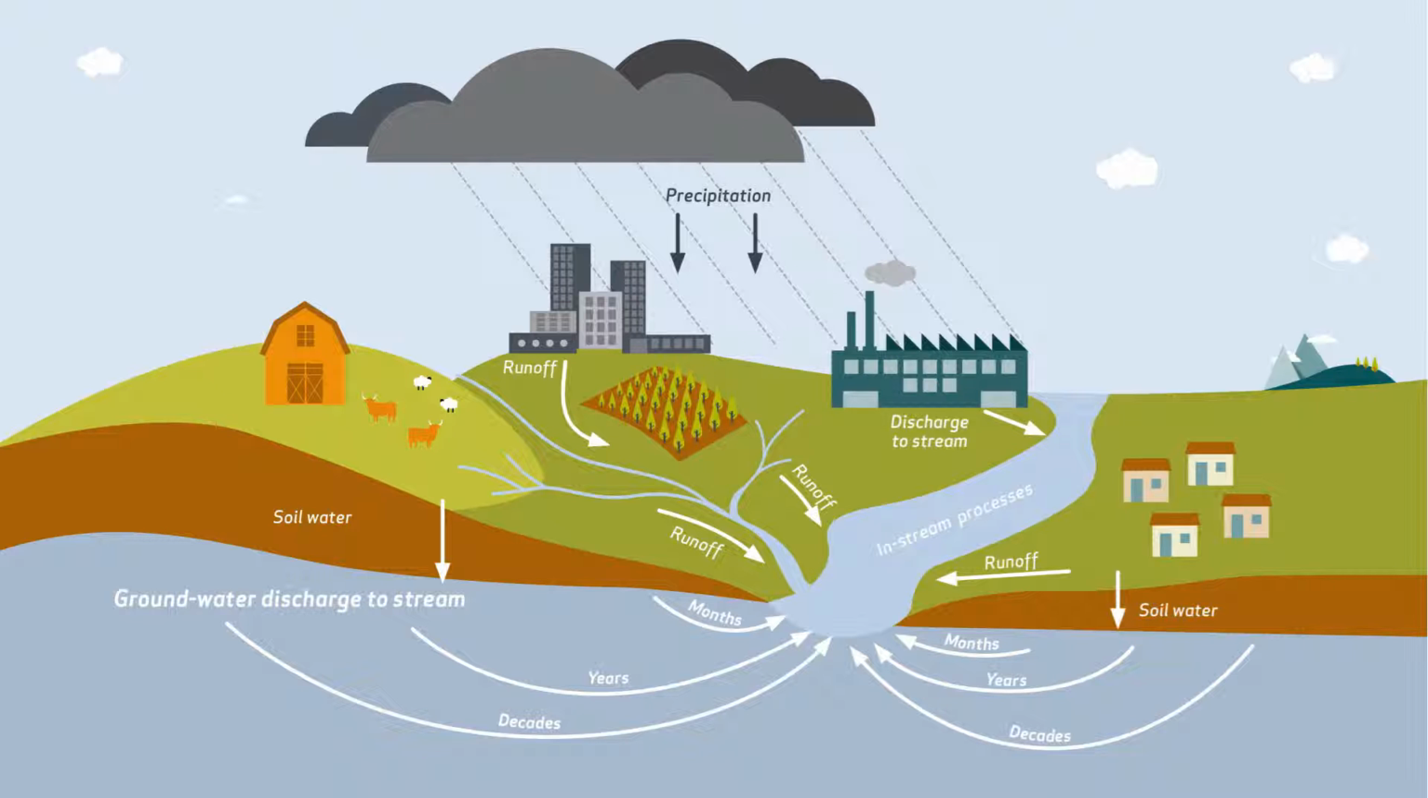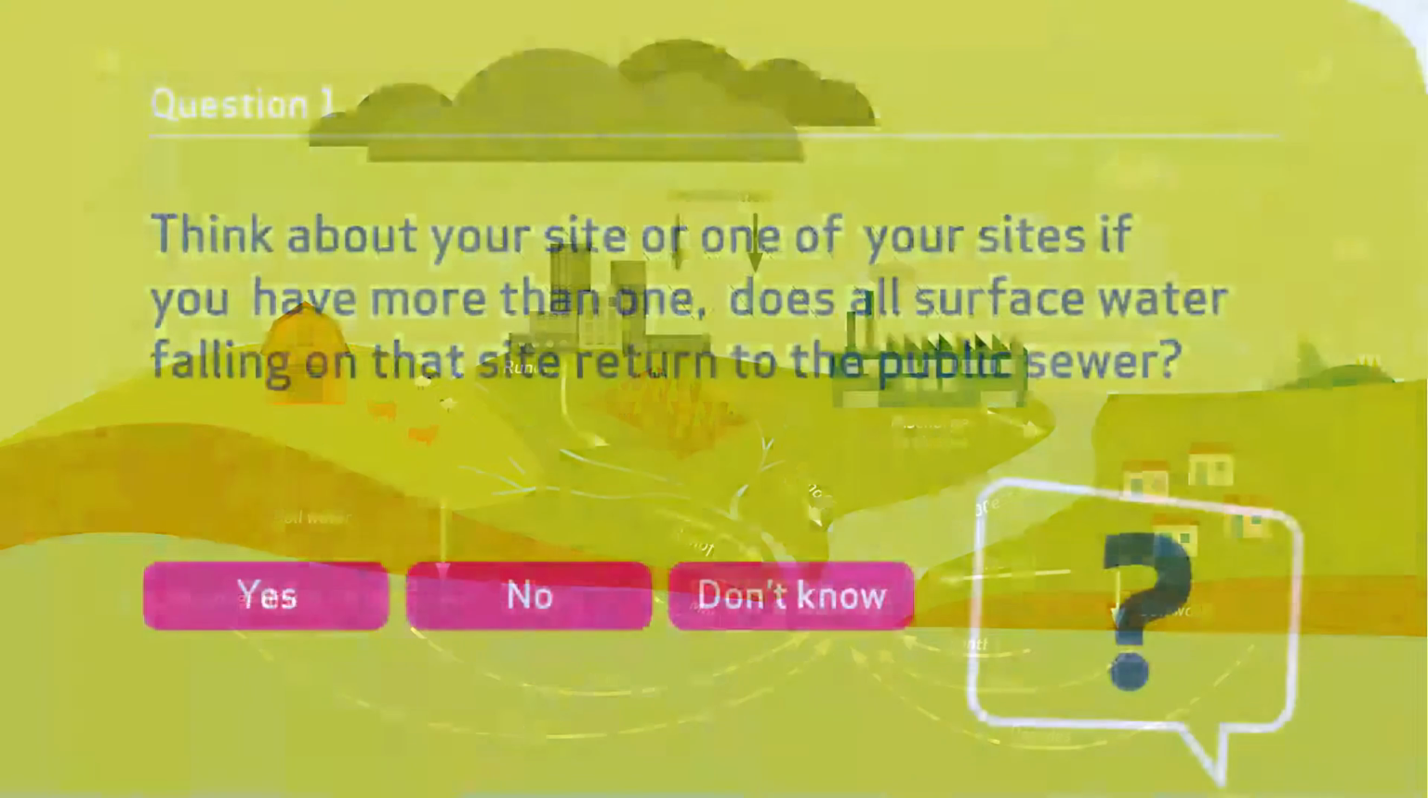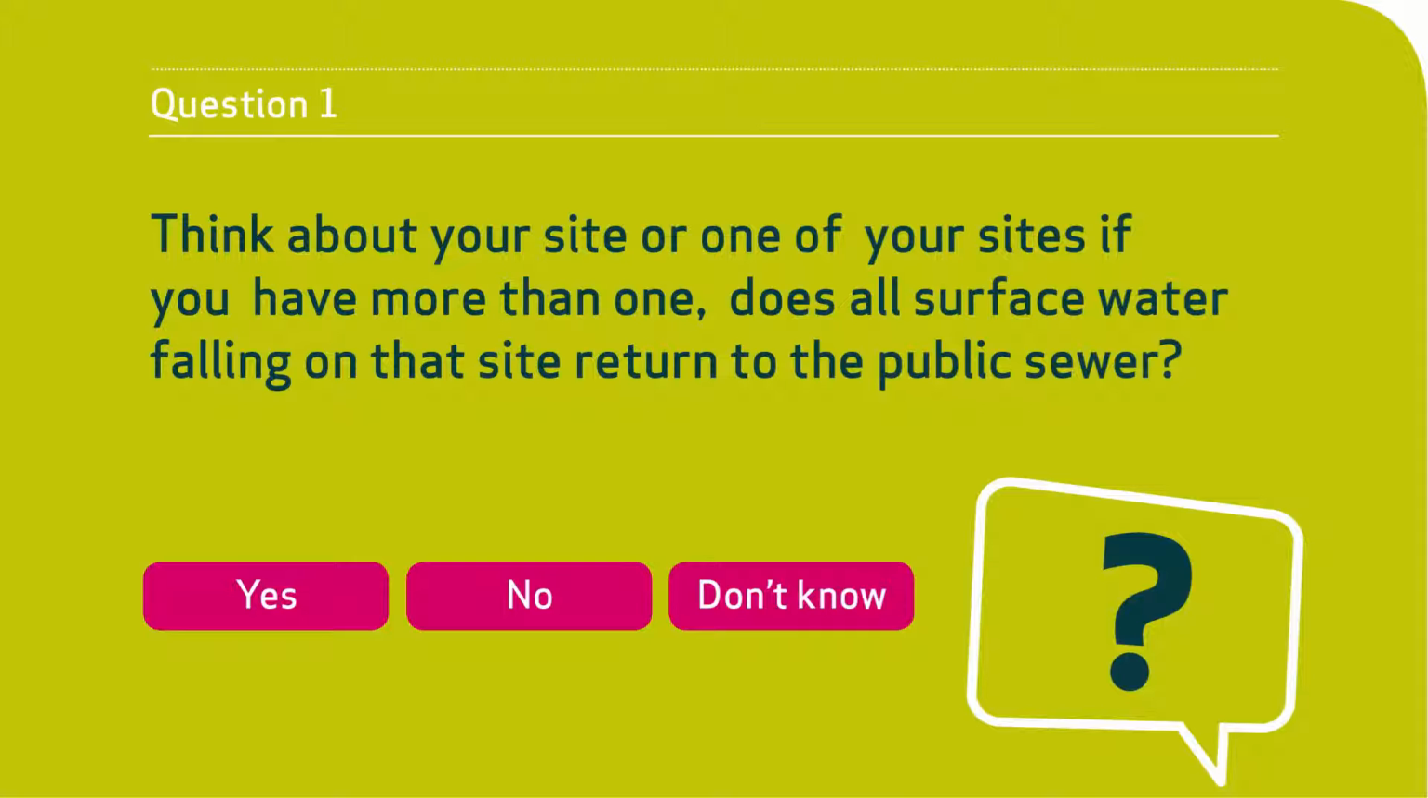Both these charges though are applicable to all customers that have a connection to the public sewer. So we're going to ask a question to check here if what I've said has made much sense, and the question can be related to your site or one of your sites if you have multiple sites. So ask the question, does all surface water falling on that site return to the public sewer? So what we're looking for here is yes, no or don't know answers.